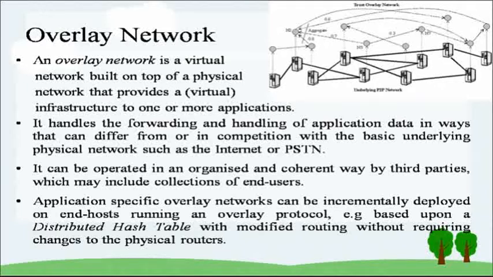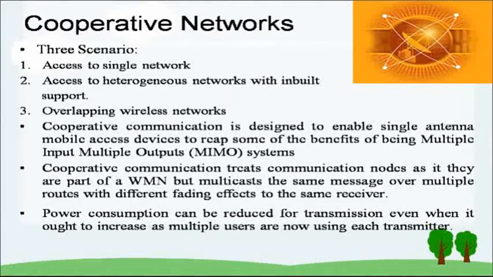It can be operated in an organized and coherent way by third parties also, and this may include a collection of end users. So application specific overlay networks can be incrementally deployed on end hosts running an overlay protocol, for example based upon a distributed hash table with modified routing, without requiring changes to the physical routers. So we are not making any change to the physical router, but still with the help of a distributed hash table the routing can be modified.